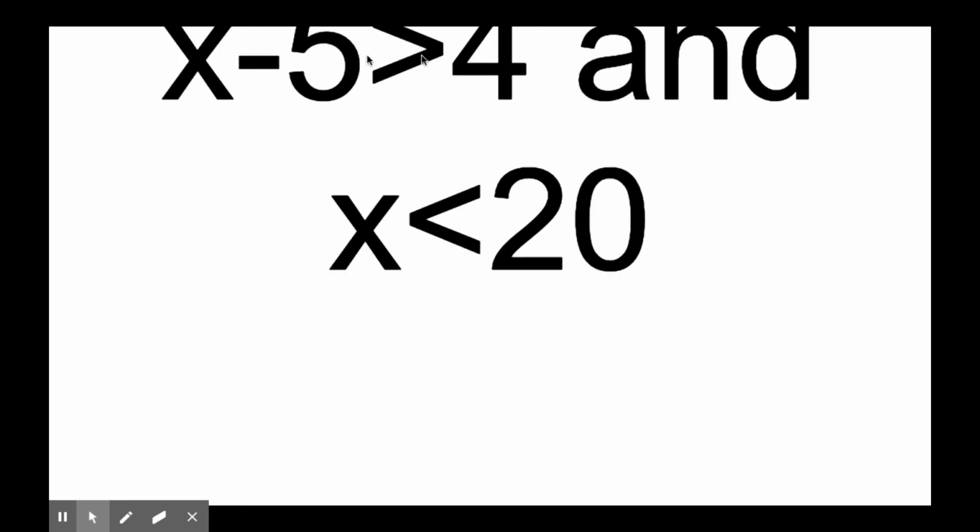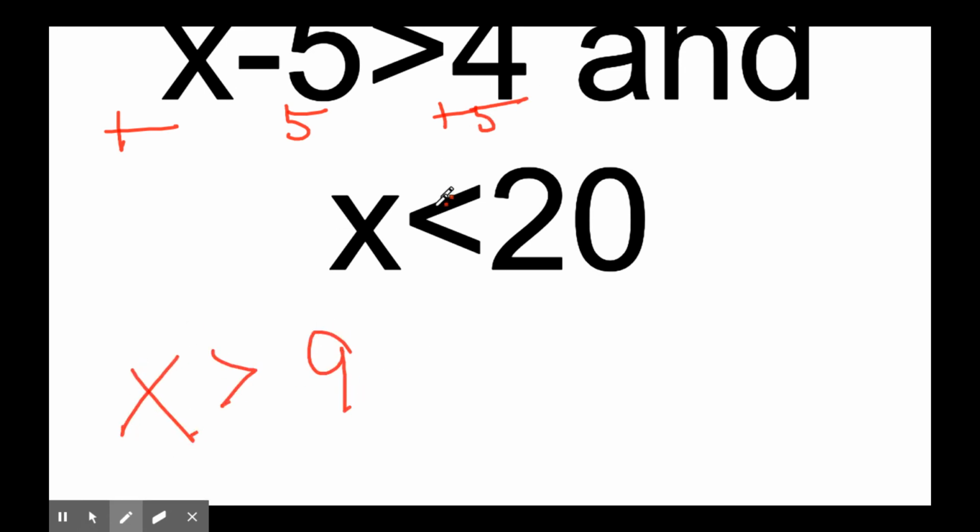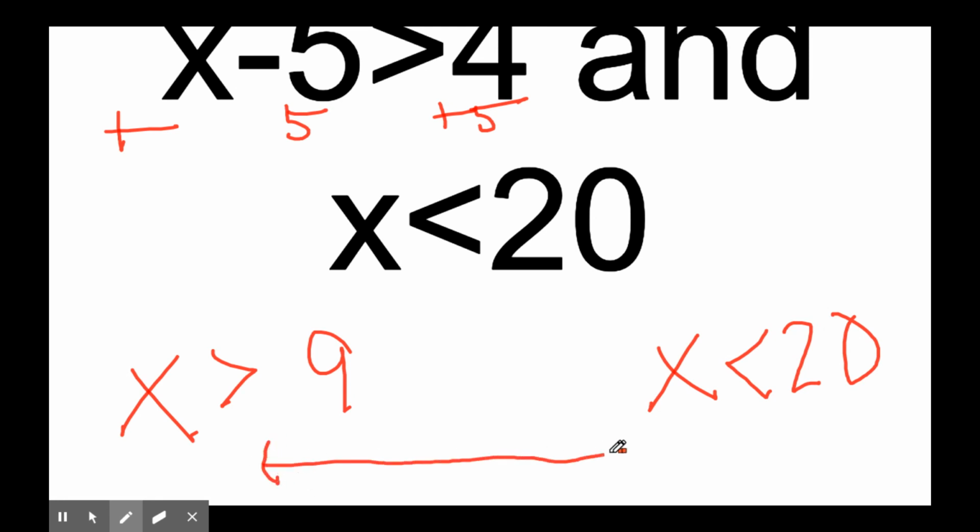Okay, this would be an and question. So we see and in between. And this is pretty simple. It's just a one-step inequality. So we would add 5 to both sides and get x is greater than 9. Well, then over here, we have x is less than 20. And that one was already solved and just written for us. The key thing is knowing how to graph them.